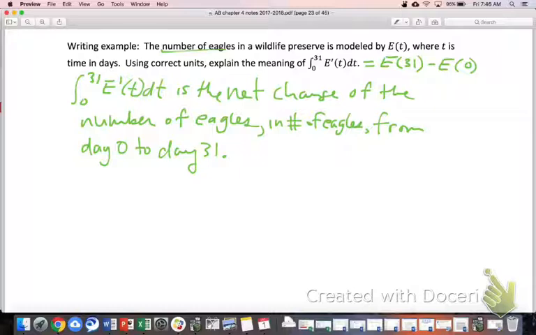Could we say net amount of change? Oh, yeah, for sure. Okay. Yeah, definitely. But net change really needs to be, or even change would be the more important word. So if you said it's the change in the amount of eagles, or change in the number of eagles, for it to grammatically make sense. I'd say change is the bigger word. Yeah. Anybody else? Questions?